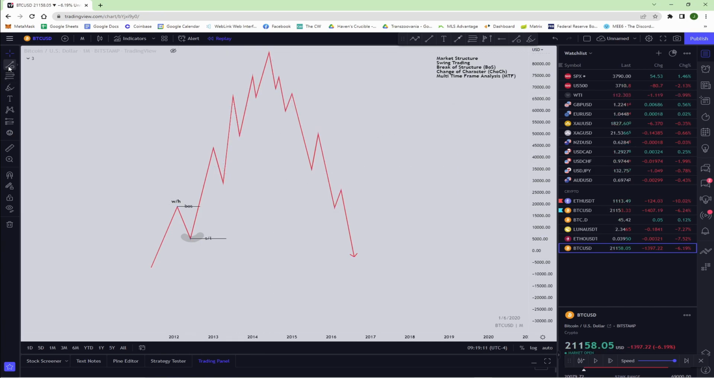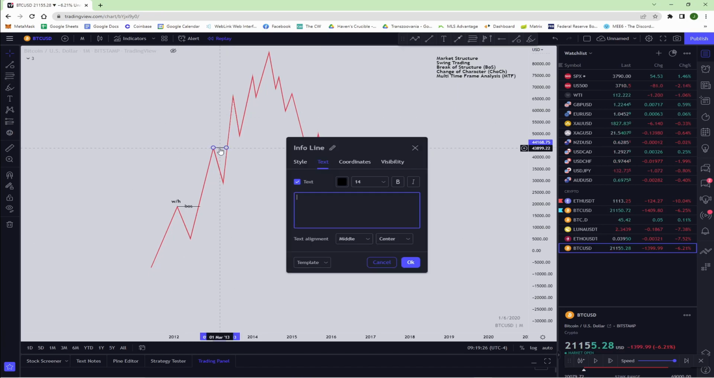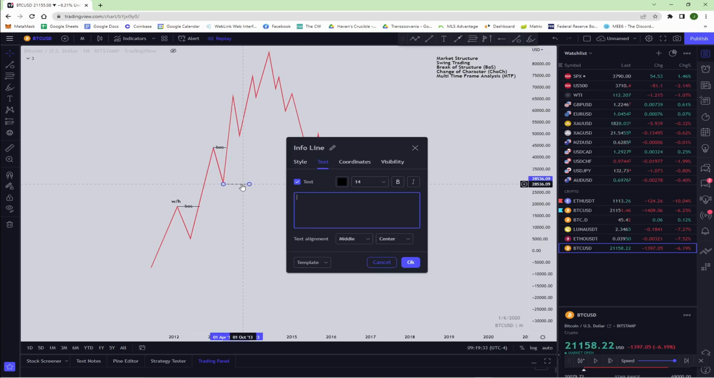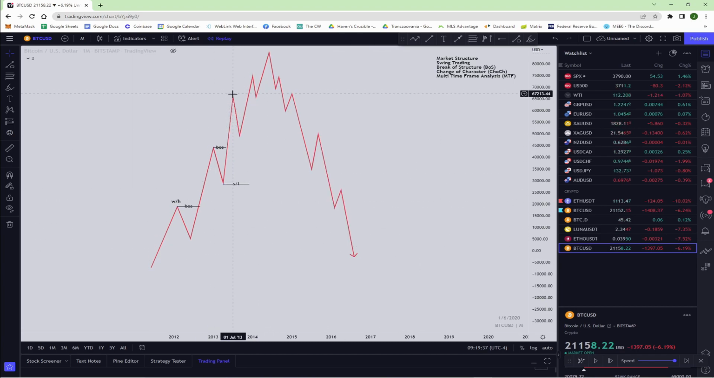We once again get another break of structure right here, right? Once that happens, this low becomes irrelevant. We're going to erase it completely. It's gone. It's off the chart. Goodbye. You are the weakest link. This now becomes our new BOS, and this level becomes our new strong low. We continue up. We have a pullback, right? This becomes our weak high.